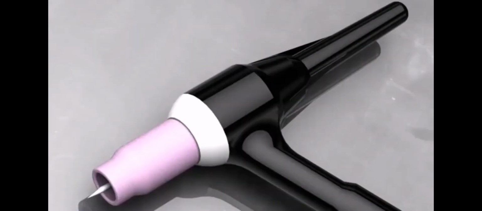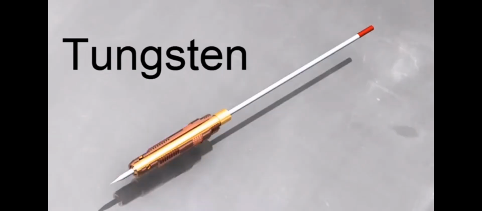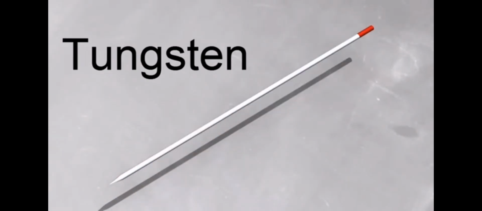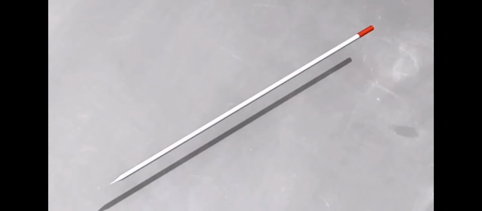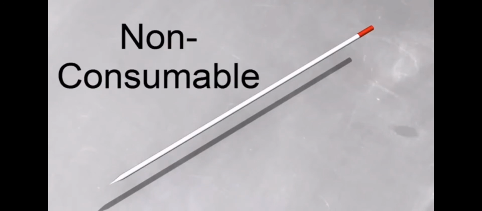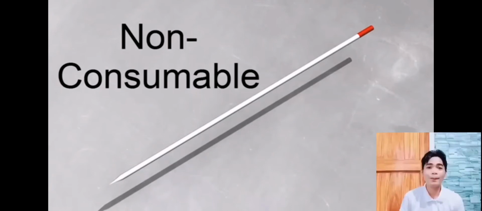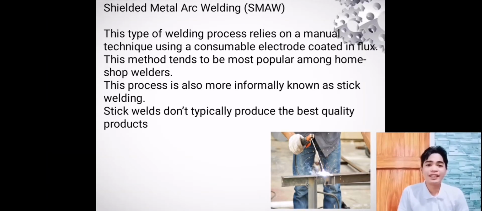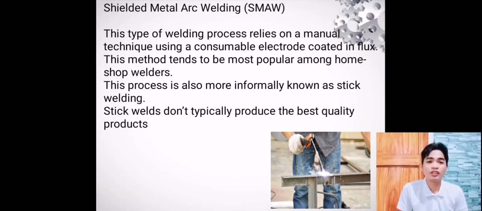TIG welding uses a tungsten electrode, and tungsten has an extremely high melting point. When you TIG weld, the electrode gets hot, but it doesn't melt. We say that it's a non-consumable electrode. And the third, shielded metal arc welding or SMAW.